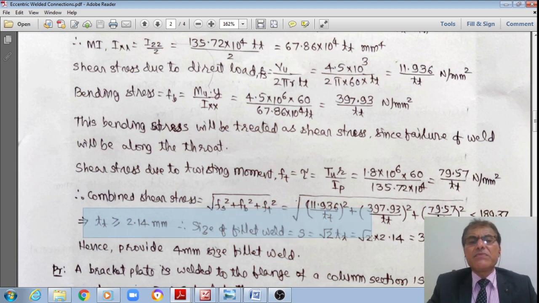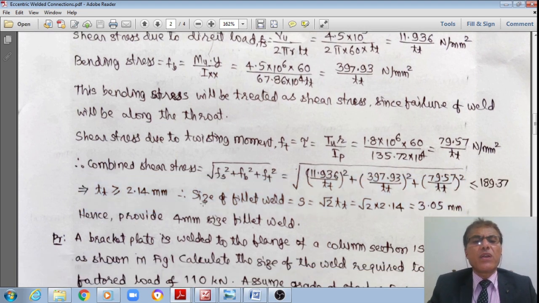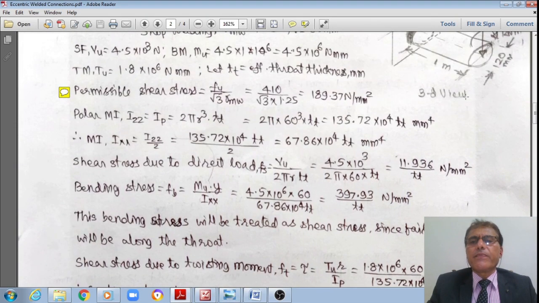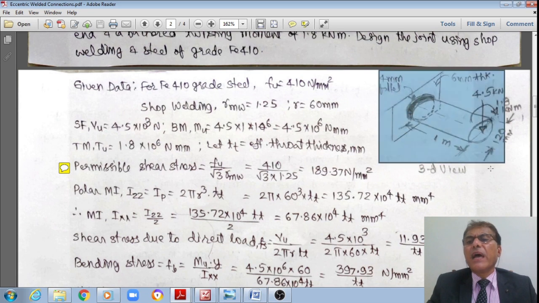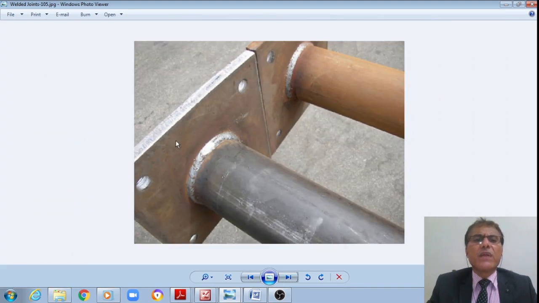Therefore, the size of the fillet weld should be S equal to root 2 multiplied by effective throat thickness 2.14. Root 2 multiplied by 2.14 works out to 3.05 mm. Therefore, provide 4 mm fillet weld, as shown in this 3D schematic, students. Even now you can see that I am providing this 4 mm. 4 mm is the size of this fillet weld, for which the effective throat thickness is equal to 4 multiplied by 0.7, that is 2.8 mm, right?